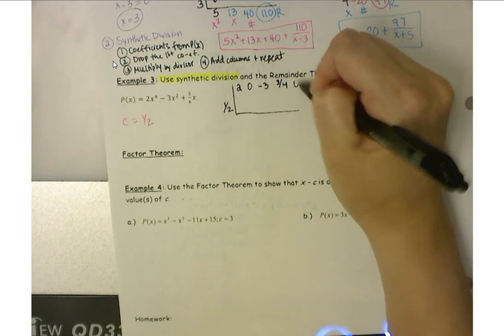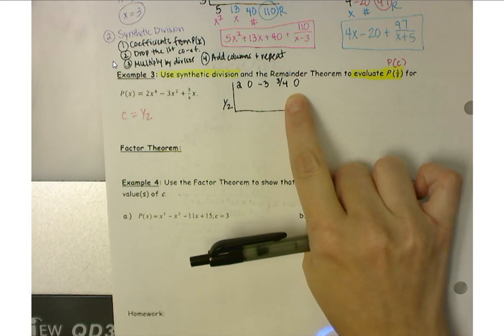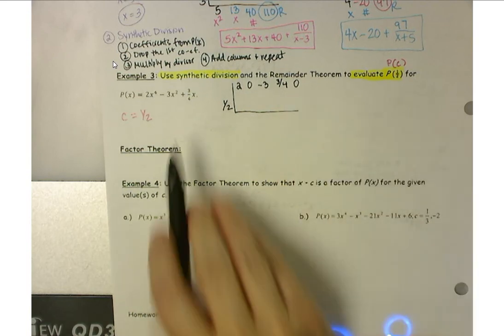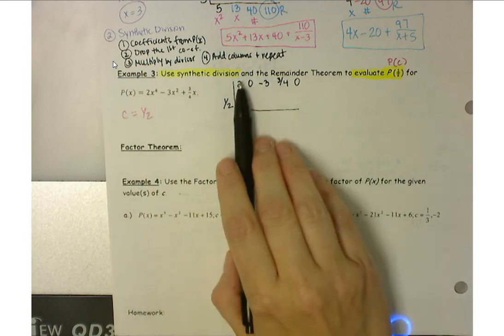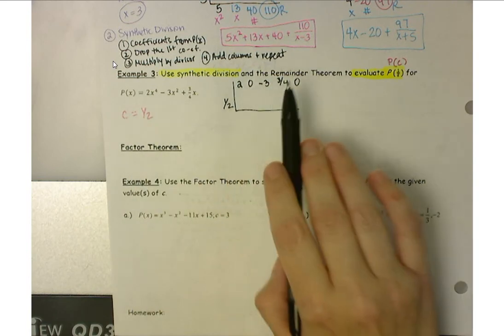Good. Did you guys remember this? Did you guys remember your 0 at the end? Because that's for the constant term. Okay, so if it starts with x to the 4th, you should have your coefficients for x to the 4th, x cubed, x squared, x, and then your constant.